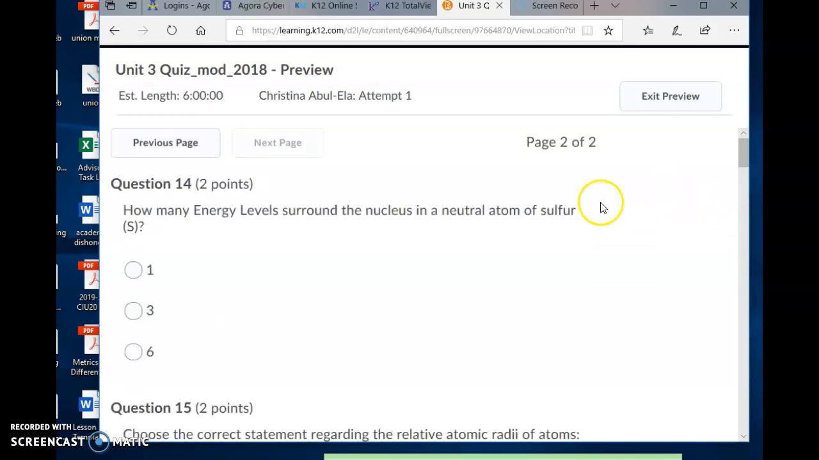Question 14. How many energy levels surround the nucleus of a neutral atom of sulfur? 1, 3, 6.